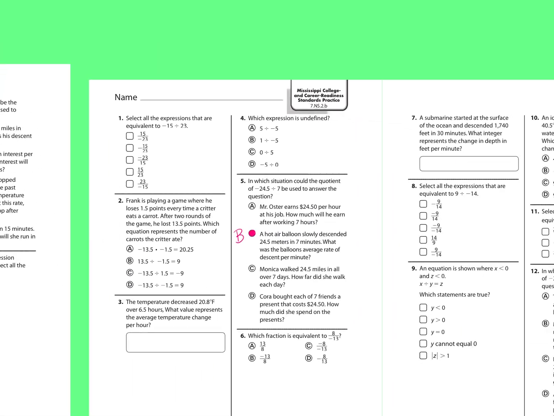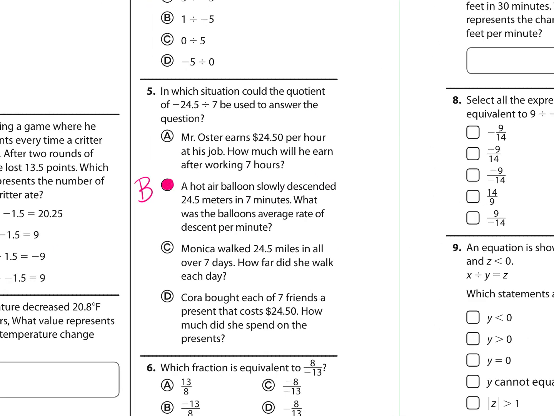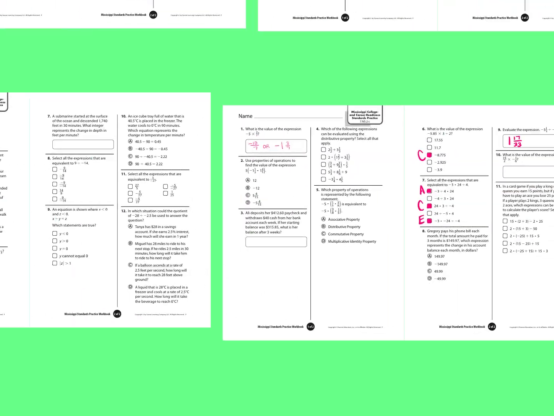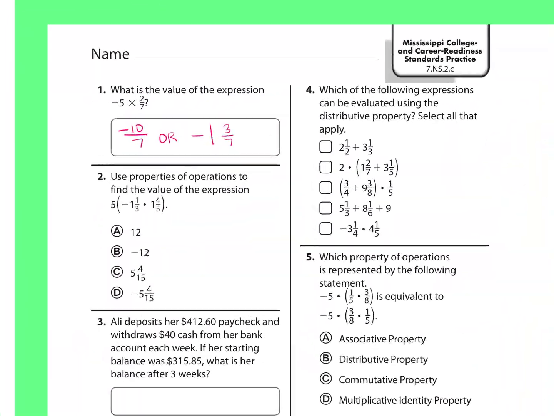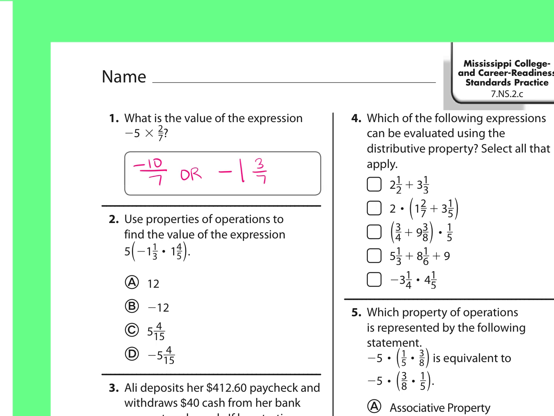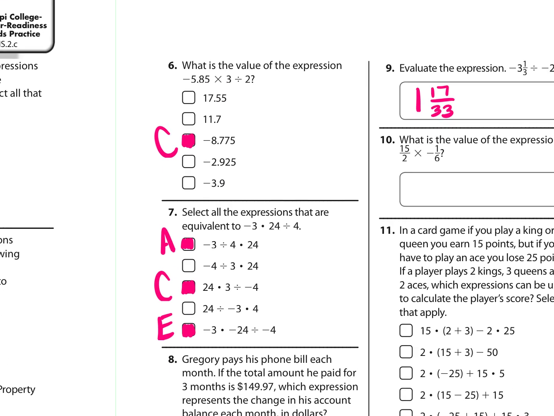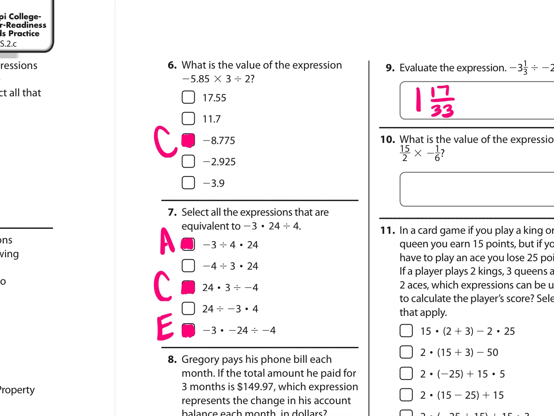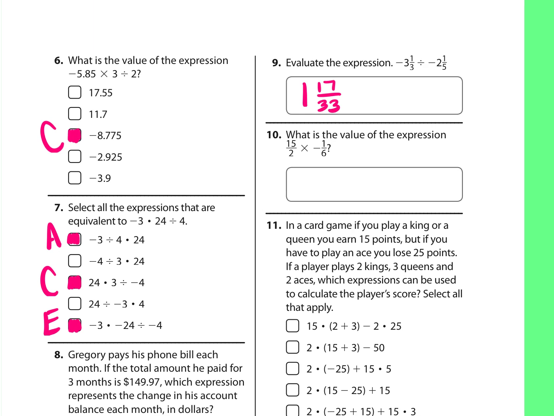NS2B, number 5 was choice B. NS2C, number 1 was -10/7, which we could write as -1 3/7. Number 6 was C. 7 was the first, third, and last choice. I call them A, C, and E. Number 9 was 1 and 17/33.